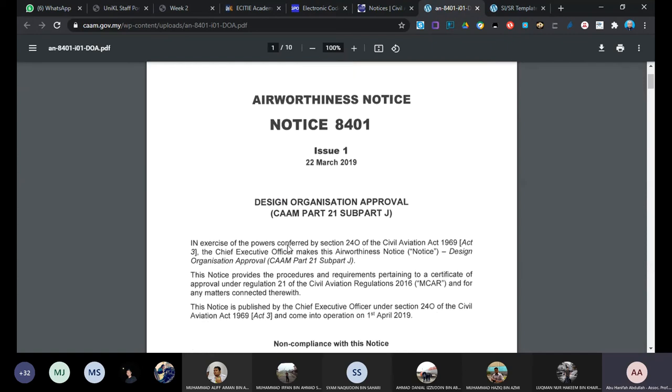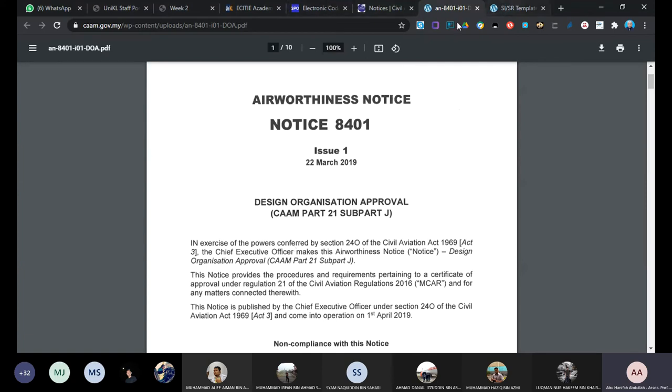This is legislation. So design organization approval CM 421 sub-part J, which has been cut and pasted from IASA 421 sub-part J. The knowledge of this requirement can also be used for you to apply for the IASA 421 sub-part J. If you have 421 sub-part J IASA approval, it means that you have the privilege to design and approve minor repairs for European registered aircraft and other authorities accepting IASA releases.